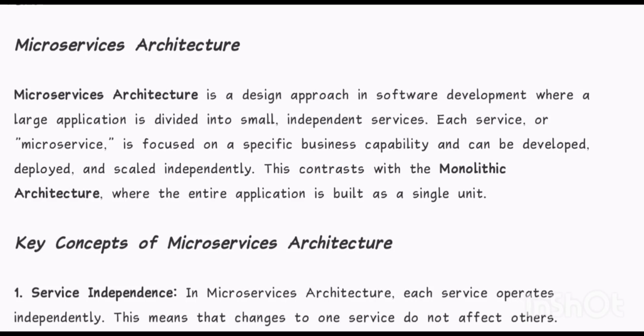Microservices Architecture. Microservices architecture is a design approach in software development where a large application is divided into small, independent services. Each service, or microservice, is focused on a specific business capability and can be developed, deployed, and scaled independently. This contrasts with the monolithic architecture, where the entire application is built as a single unit.